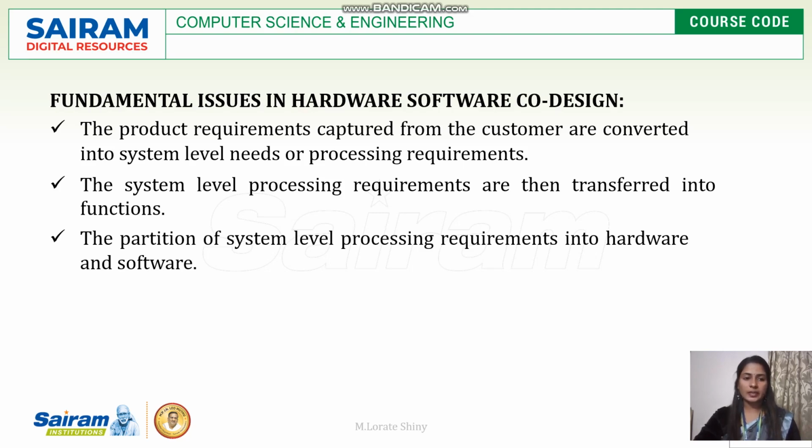In the second step, these system level processing requirements need to be transferred into functions, and all the functions should be simulated and tested against the performance and functionality of the system. Then in the third step, the system level processing requirements must be divided into hardware and software requirements. So each system level processing requirement must be mapped to either a hardware or software requirement.